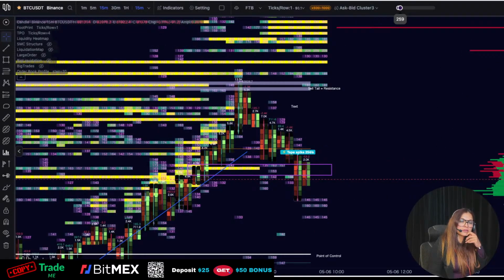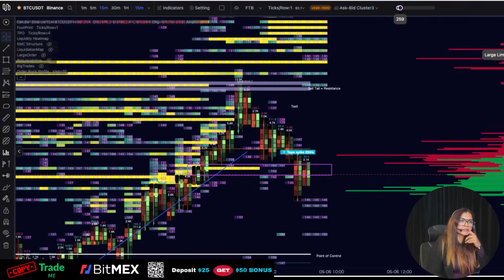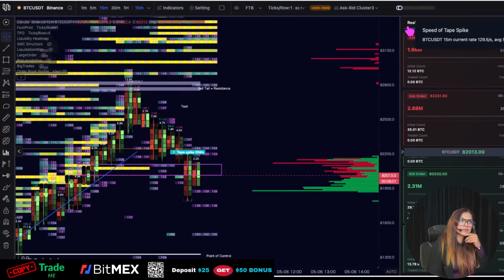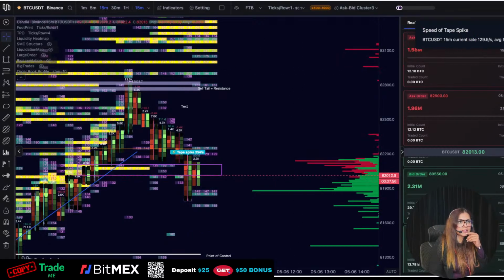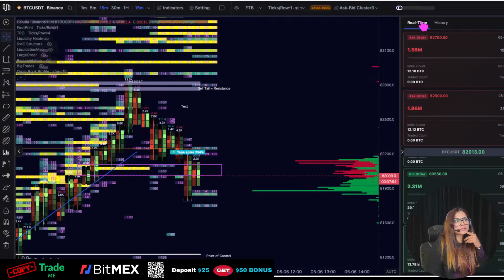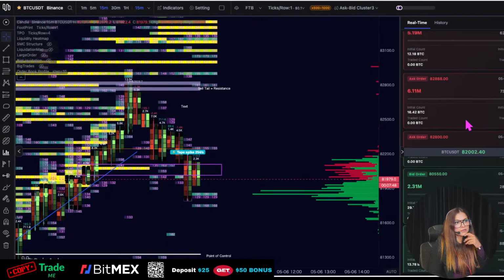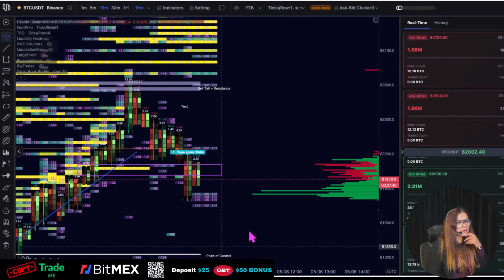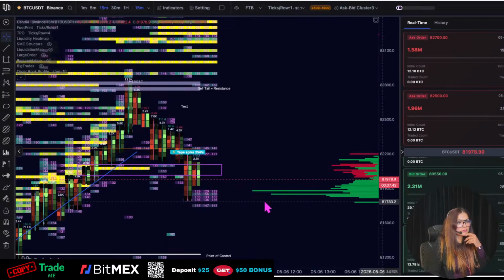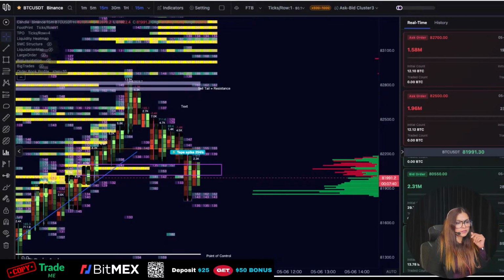But if I look over here, I can also see it in real time. I'll explain the speed of tape spike in a minute. If you look in real time, you'll see the same exact thing you're seeing here, but in numbers. You'll see all the orders that are being placed. Right under here, we have a huge one at 81. Well, they're moving so fast.